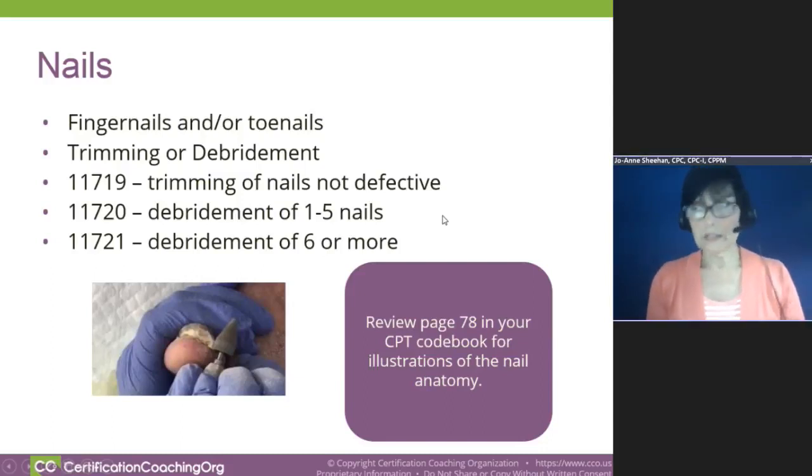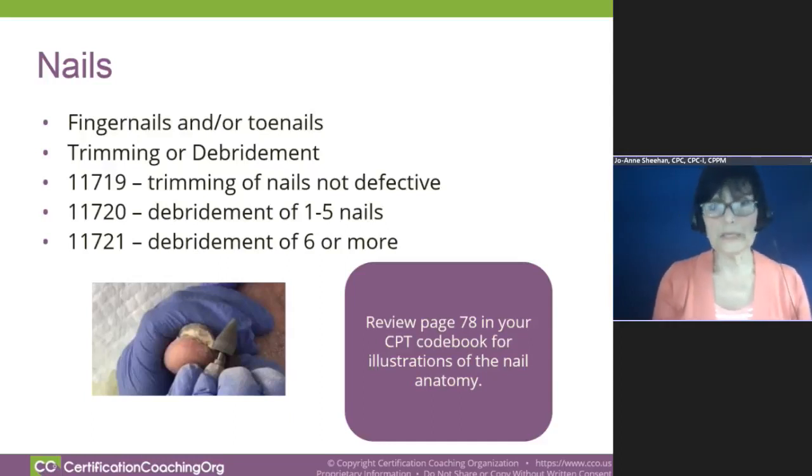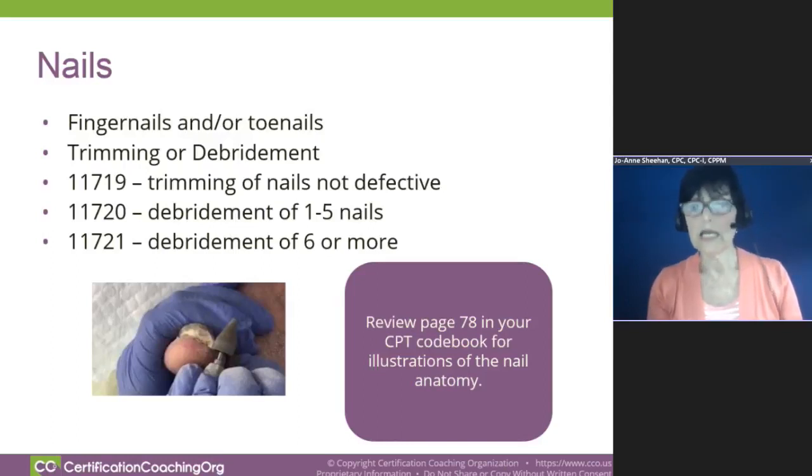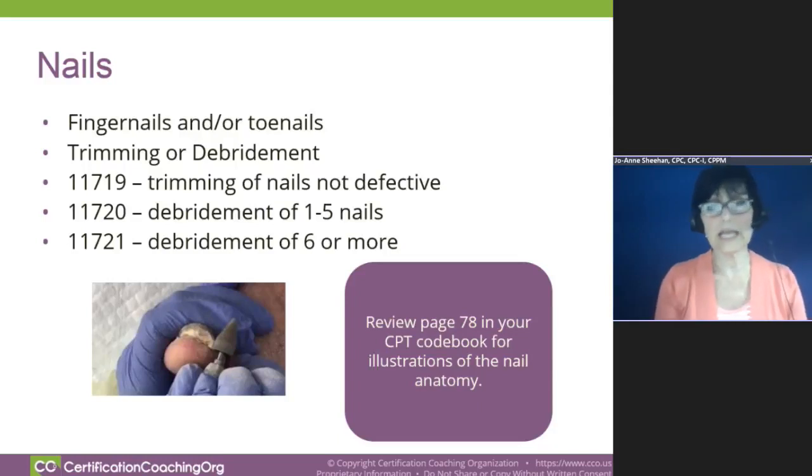Now, when we talk about nails, which are part of the integumentary system, we talk about fingernails and or toenails. We talk about trimming or debridement. 11719, trimming of nails not defective. 11720, debridement of 1 to 5 nails, and 11721, debridement of 6 or more nails. And on page 78 in your code book, you can see the illustrations for the nail. It's an anatomy of the nail. These are also codes that are used by doctors, but primarily I see them with podiatry.